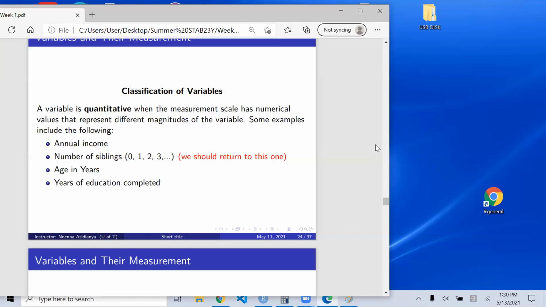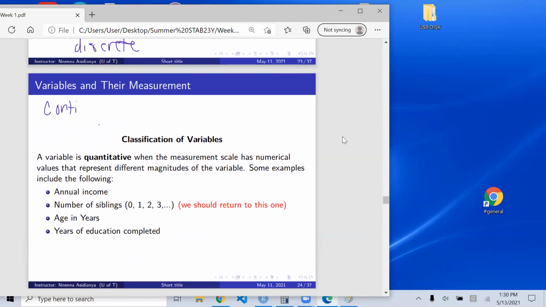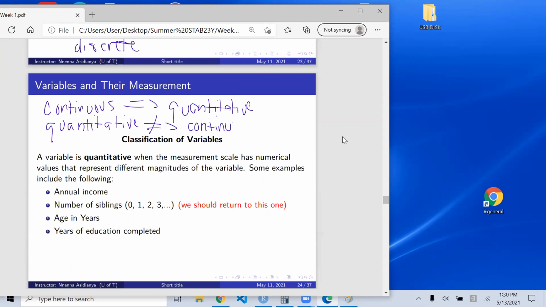Continuous does imply quantitative. It has numerical value at a scale, but quantitative does not imply continuous. It's not true that this implies continuous. Why is that? Because you could have discrete outcomes that are quantitative, right? For instance, number of siblings is a discrete outcome, but it has numerical values. So that is quantitative, right? Every continuous outcome is quantitative, but the converse is certainly not true. So we have to keep this in mind.